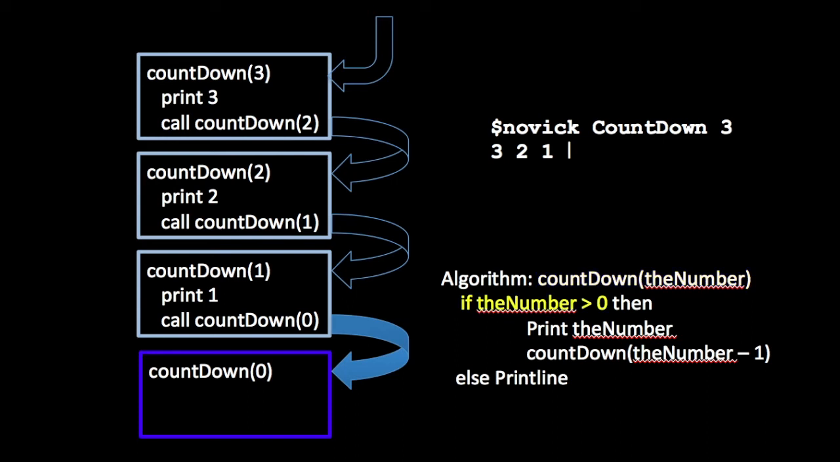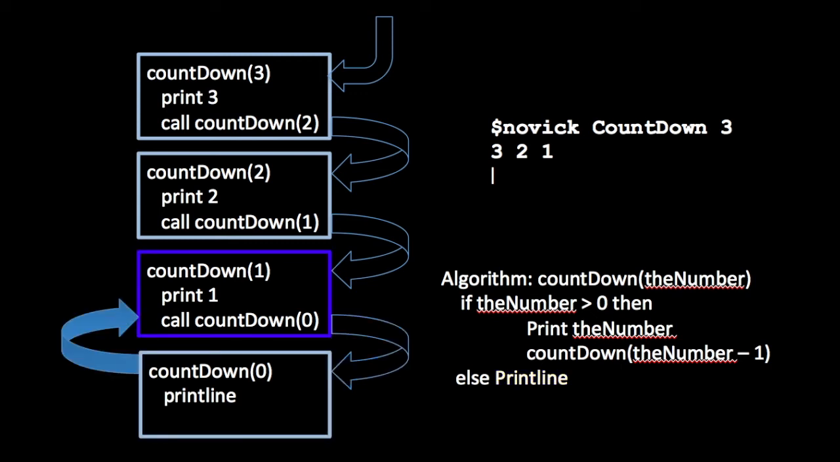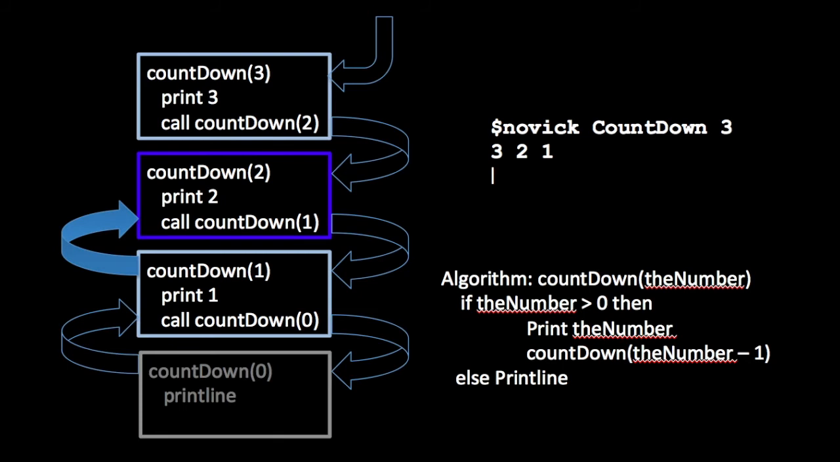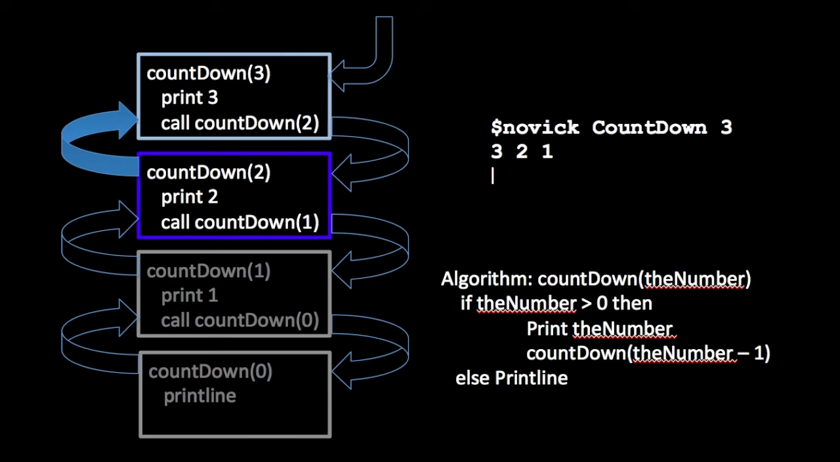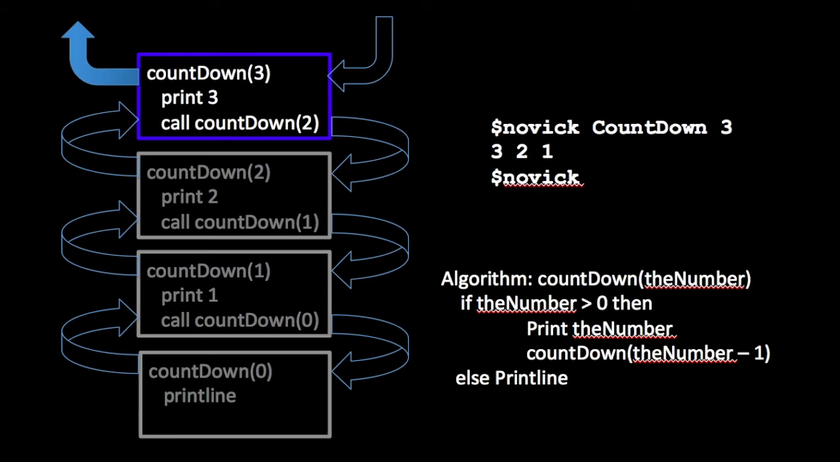Now, this time, 0 is not greater than 0, so it's going to print line, and we can see that happen on our virtual screen up on the right upper side. And it's done. So it returns back to the copy of the algorithm that called it, and there's nothing more to do. So it returns to the copy of the algorithm that called it. There's nothing more to do. It returns to the copy of the algorithm that called it, which is our original copy. There's nothing more to do. And it returns.